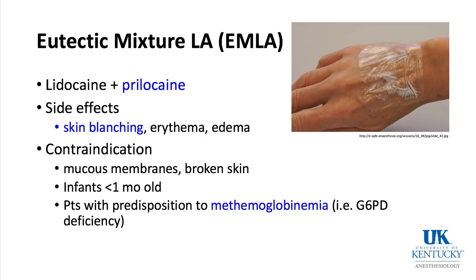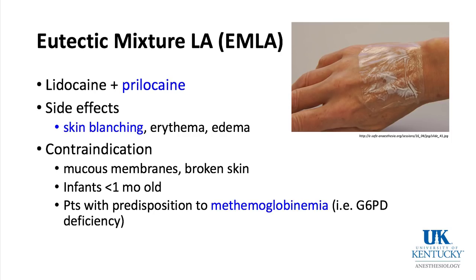EMLA cream, what is that? It's a eutectic mixture of 2 local anesthetics, lidocaine and prilocaine being the one that can cause methemoglobinemia. Some side effects of EMLA cream, if you apply it on the skin, it tends to cause skin blanching or whiteness underneath it.